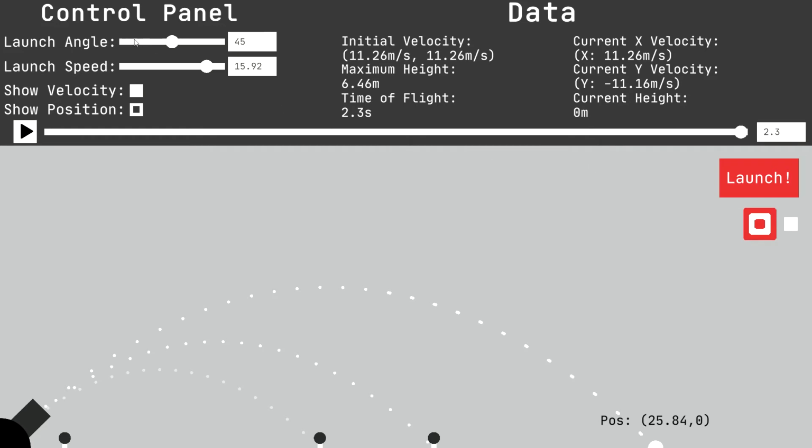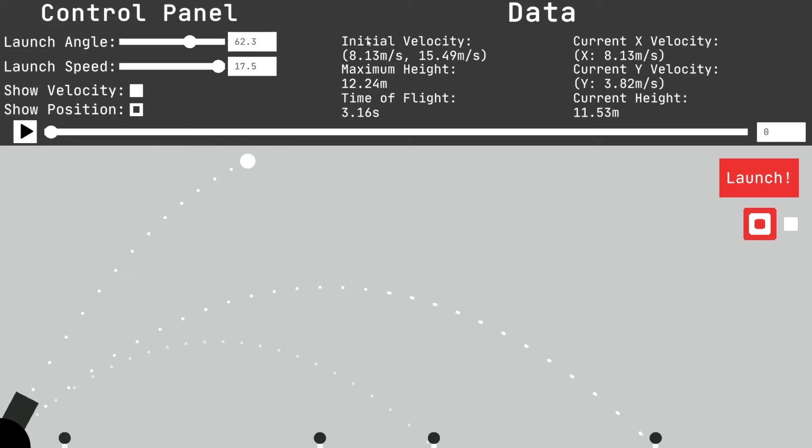All right, so you've got the control panel with velocity, position, launch angle, launch speed. And then we've got the initial velocity in the data tab in X and Y. You can see that's the same here because I launched at a 45-degree angle. If I launch at, say, a 62-degree angle, you'll see that the X velocity is way lower than the Y velocity, because as you can see by this launch angle, more force is being put into its vertical motion than its horizontal motion. So that all makes sense.